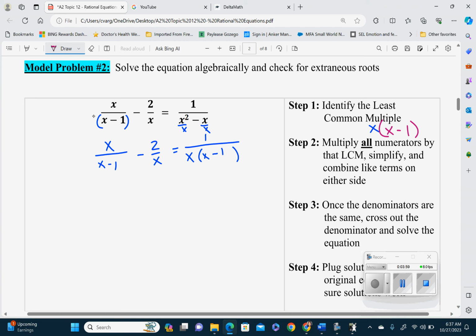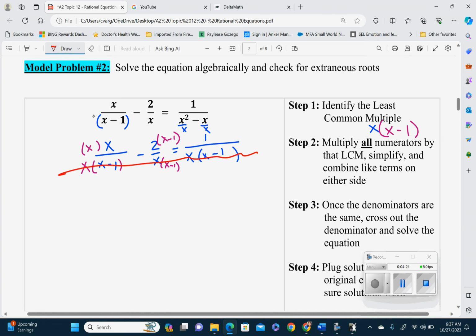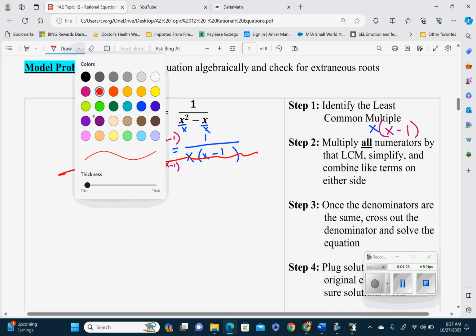Over here I have the x minus 1, but I'm missing the x. So whatever I do to the bottom, I also do to the top, just like in the problem above. Over here, I have the x, and I'm missing the x minus 1. So whatever I do to the bottom, I do to the top. This already has an x and an x minus 1 in it. Beautiful. So now I take out my red, cancel that whole bottom out, and then simplify.